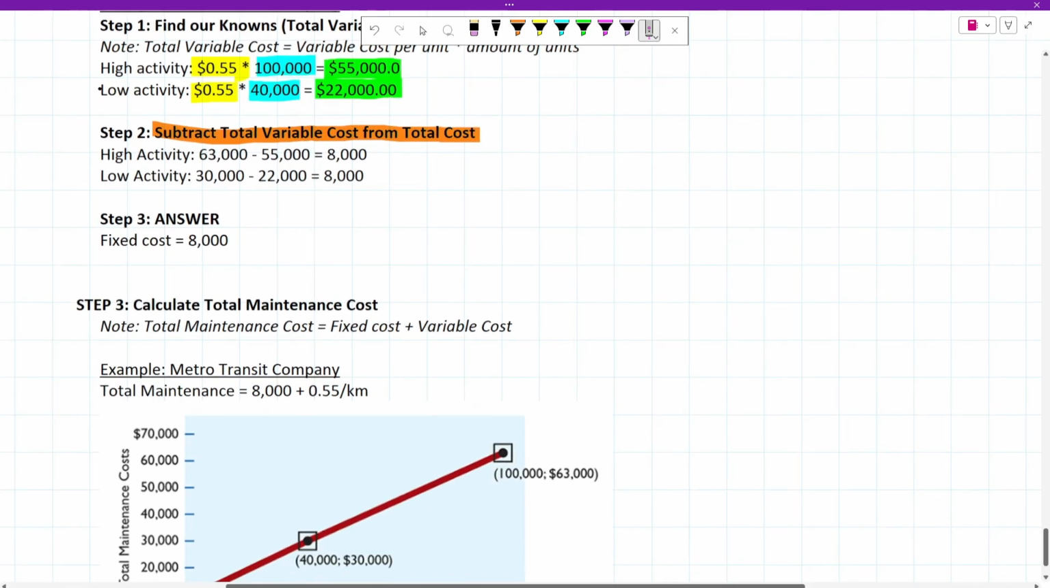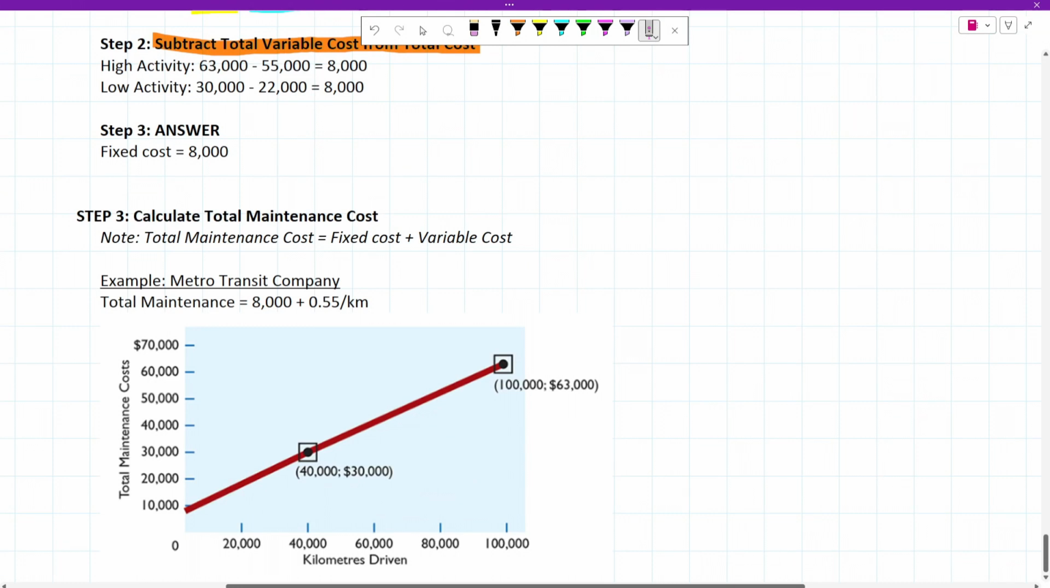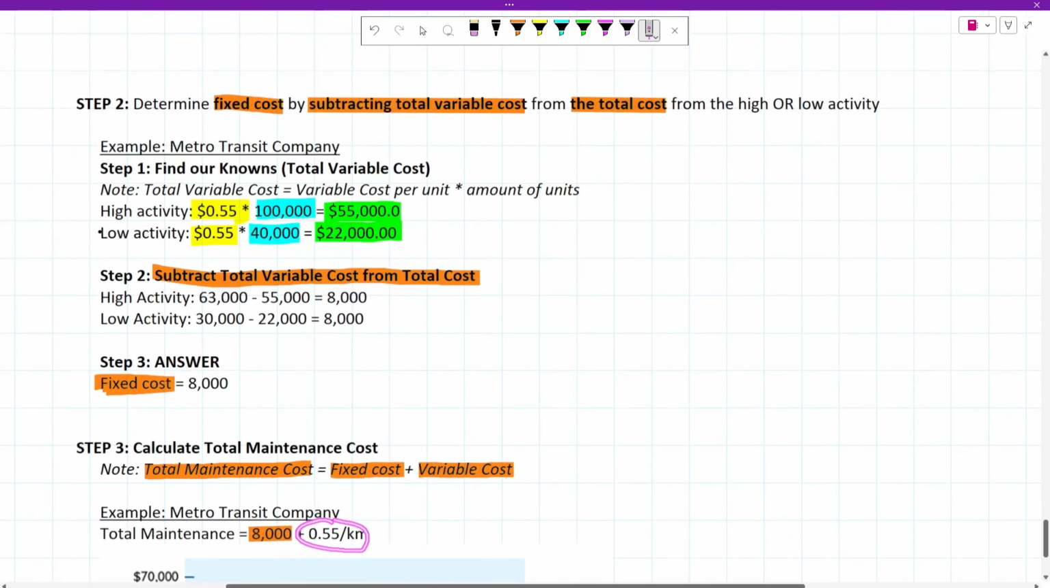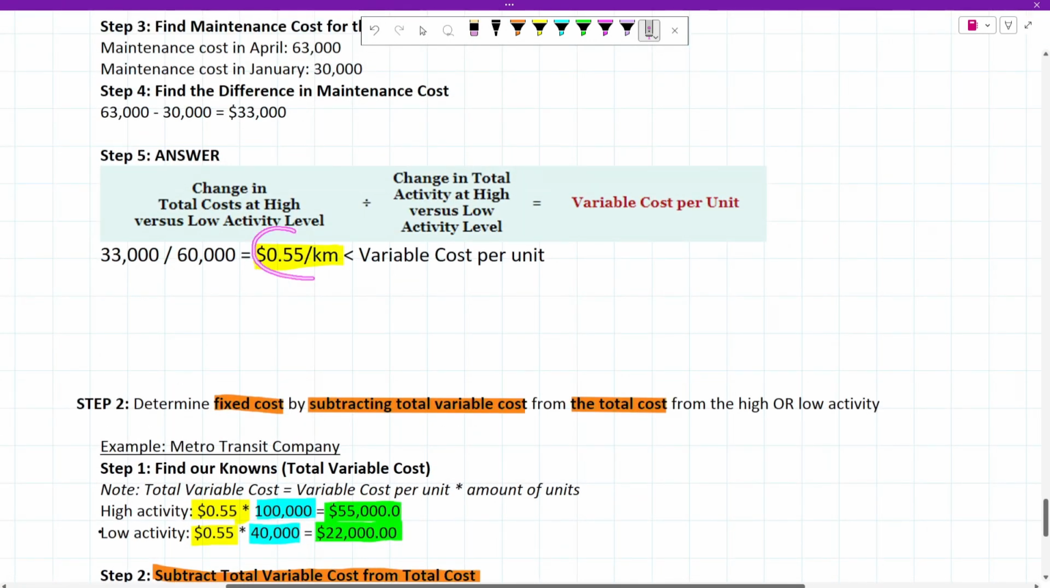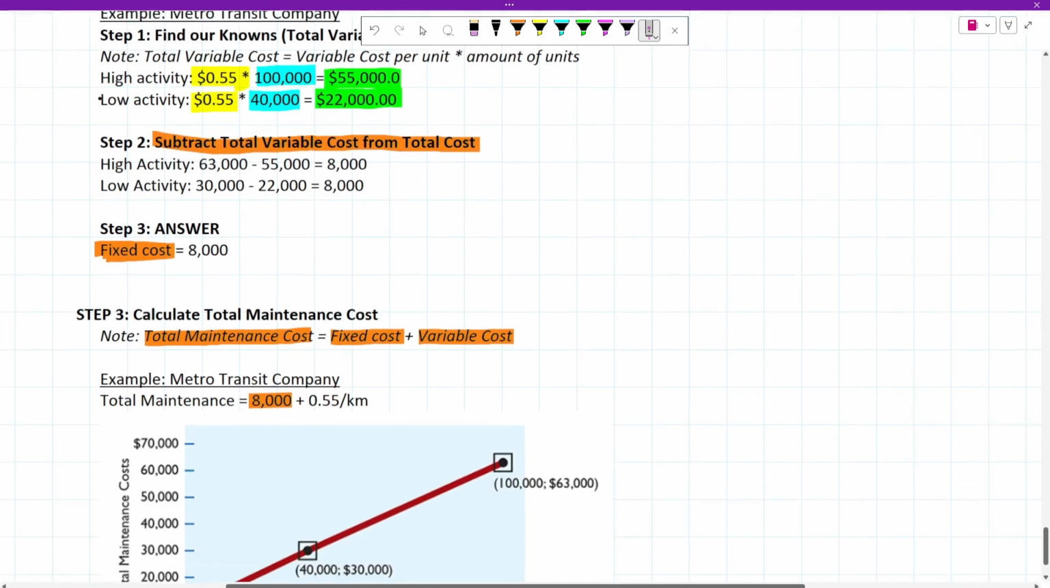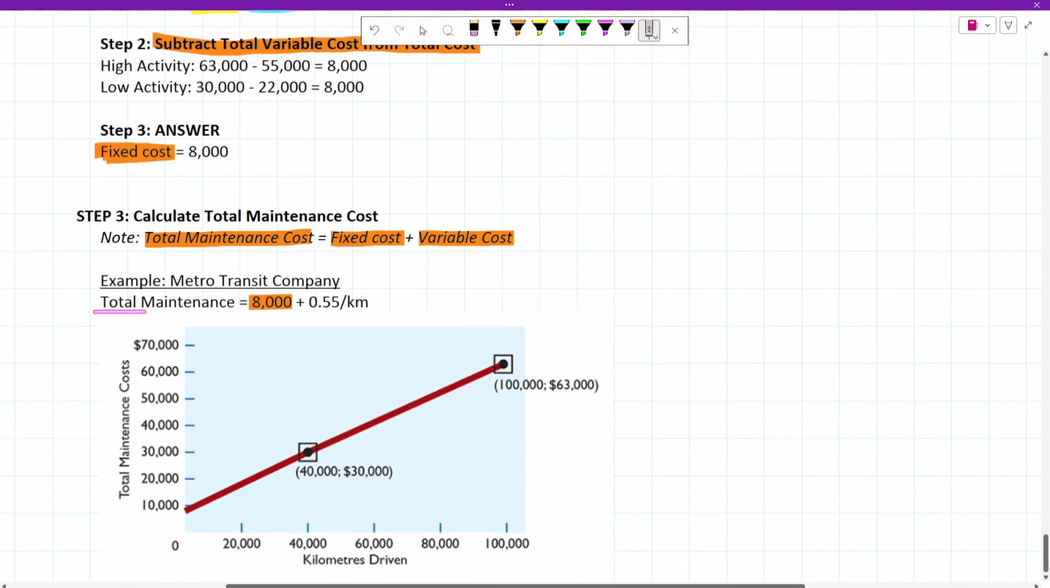So step 3, calculate total maintenance cost. So total maintenance cost is equal to the fixed cost plus variable cost. So fixed cost we just saw right here. So that is going to be 8,000. So the 8,000, just to make it really clear for you guys, is right here. And the 0.55 is our variable cost, what we calculated right here. So per unit. And that's pretty much it. So that's our total maintenance cost.